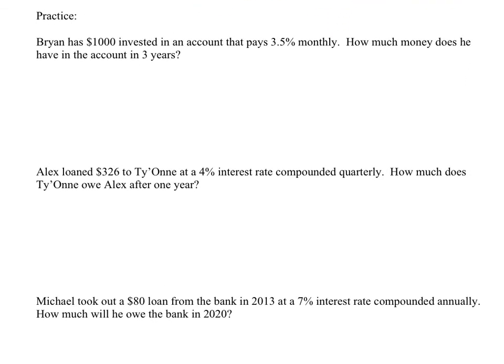Let's do some practice. Similar question. Brian has invested $1,000 in an account. It pays 3.5% monthly. How much money does he have in the account in 3 years? We don't know how much he'll have yet in 3 years, but we do know that the initial investment was $1,000. That account is growing. So we're going to take this 3.5% and divide it by how often we are compounding this. And this should say compounded monthly. That's a mistake in the worksheet, guys.